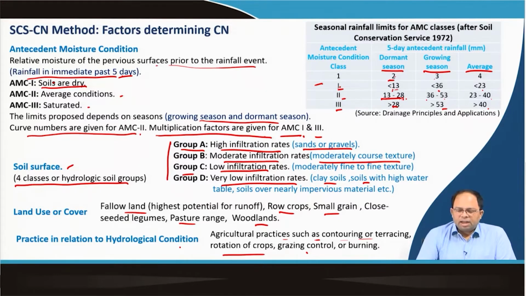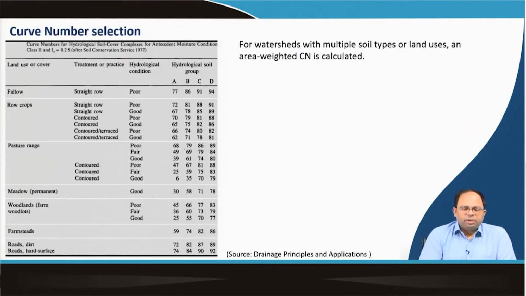So, let us see how the curve number is selected. You can see this particular table for different land use, land cover, different treatment practice, overall hydrologic condition, and hydrologic soil group A, B, C, D, from which we can choose the curve number.